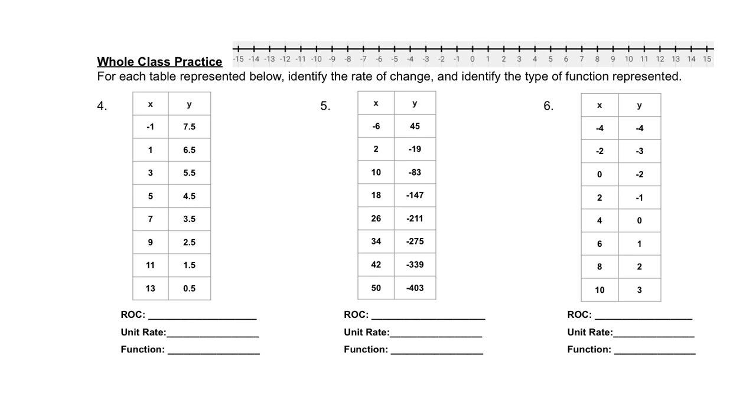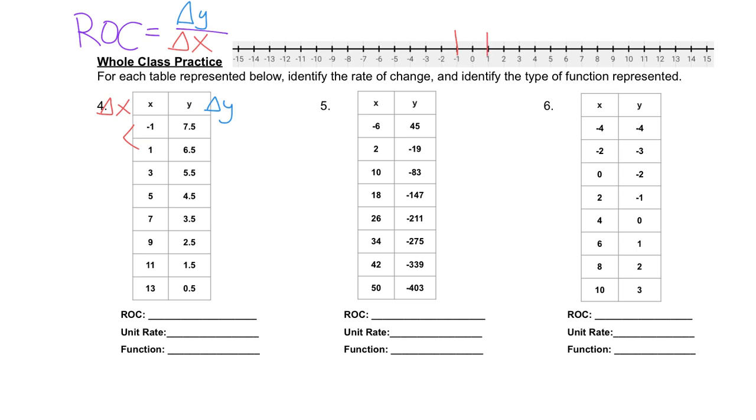I'm going to write our formula for rate of change. I like to have that at the top of every page to help us remember that. So rate of change is change in y over change in x. And for each one of these tables, we're going to need to find the change in x and the change in y.